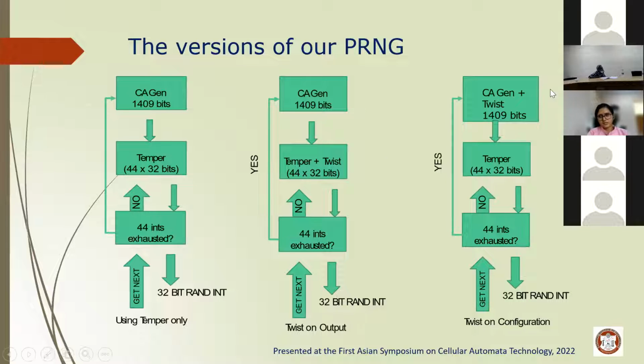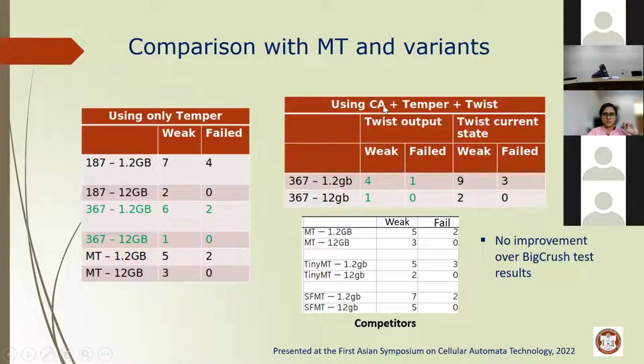The next version is, after generating the next configuration of the CA, we apply the twist. Then we keep on applying the temper over the changed configuration. Then we do the same process of generating. So these are the two variants. Now we again compare with both Dieharder and TestU01.